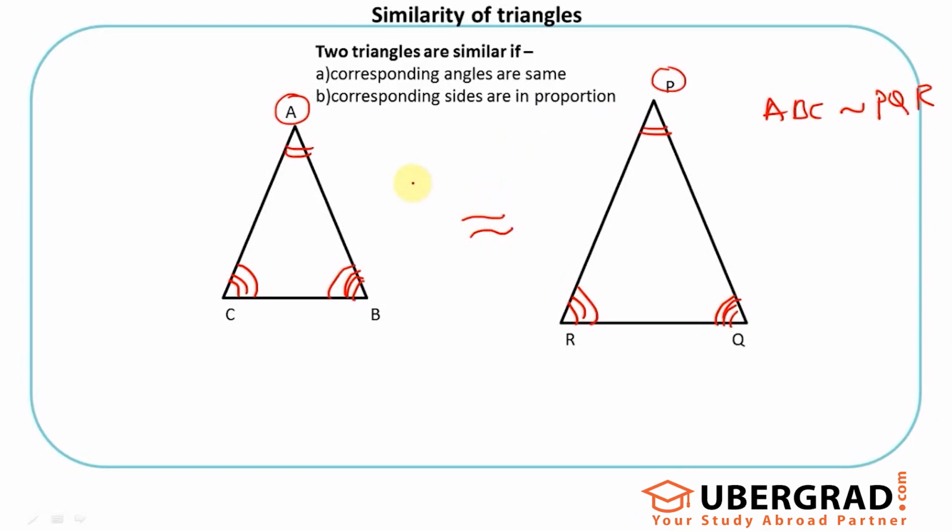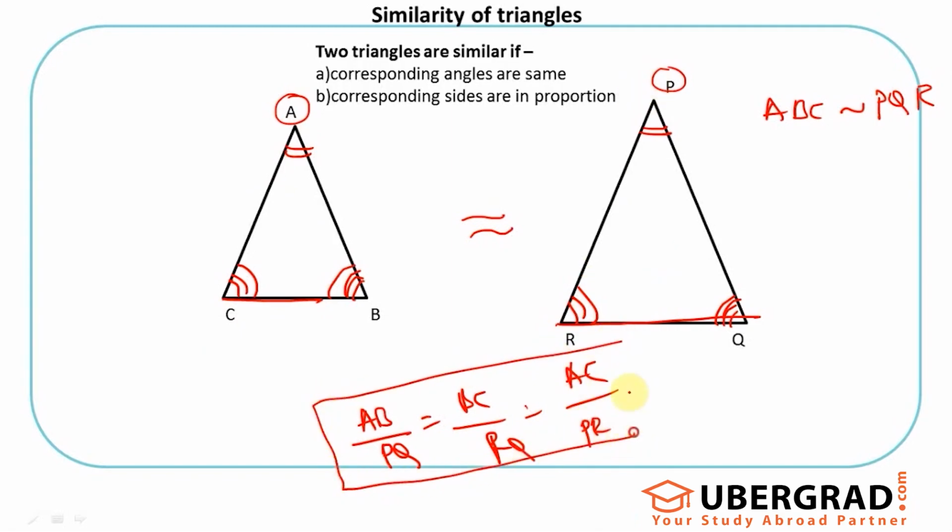And automatically we also observe in similar triangles that the corresponding sides are in proportion. What do I mean by that? AB is one side. What is the corresponding side for it? That is PQ. Equals BC, whose corresponding side is QR, equals AC, whose corresponding side is PR. So this is a true equation as well for similar triangles.